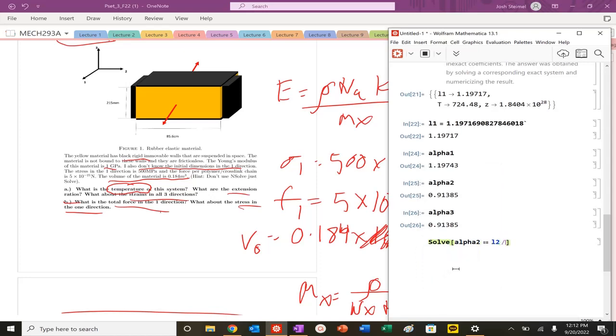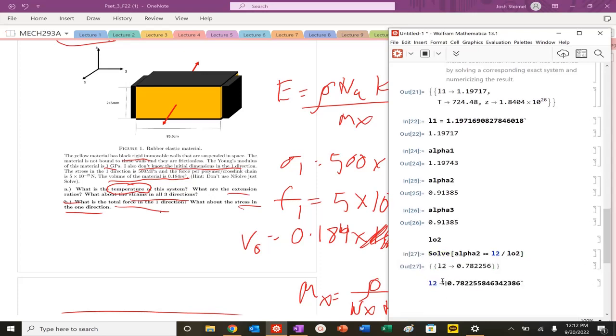So what we can do is I can solve for alpha 2 as well. So alpha 2, I know that value. I know L naught 2 divided by L naught 2, and I can find L2. So if I just want to find those lengths as well. So there's my L2.